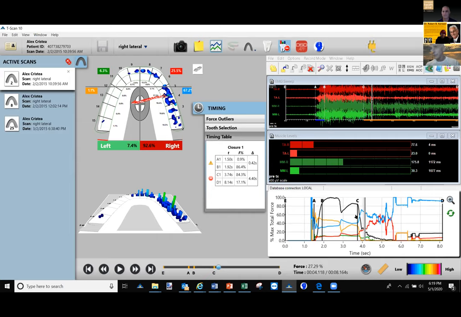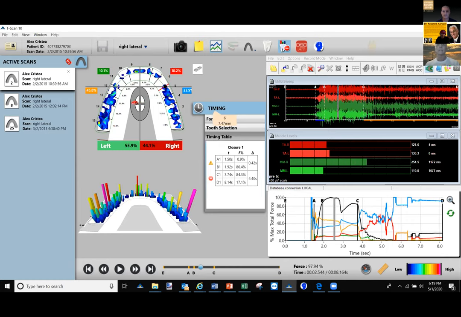Disclusion time is measured from where the C line is, where the person begins their excursion, until they reach their anterior guidance. And in this case, the right quadrant, red quadrant, failed. They didn't reach their anterior guidance. So the disclusion time here is infinite. And this is a class one patient. This is not an open bite patient. He has all his teeth. He has canine contact. This is him at full contact.